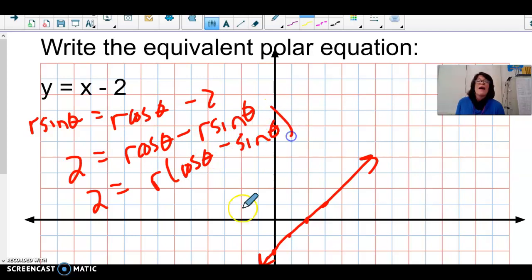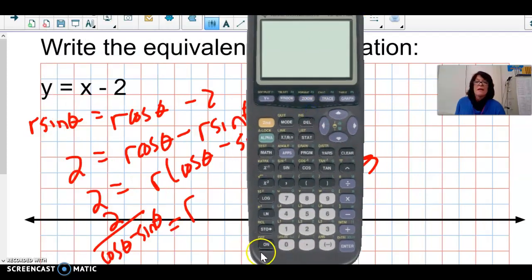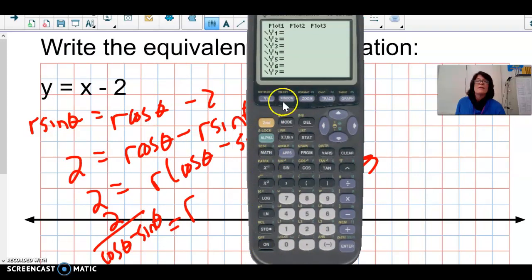When we have a graph in polar coordinates, in polar form, we want r equals instead of y equals. So I have r equals 2 over cosine theta minus sine theta. Okay, that's the way to write this line in polar form. If I wanted to graph it, I would go y equals.